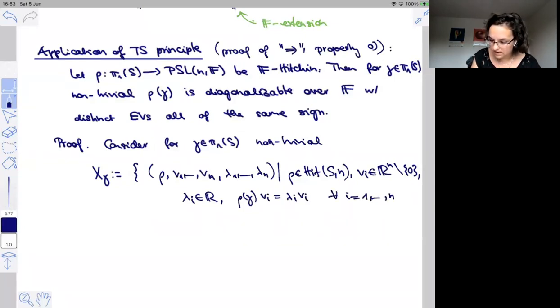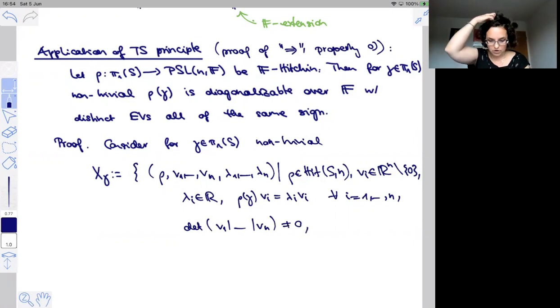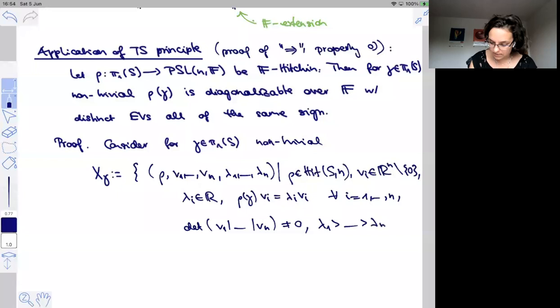I write rho of gamma vi equals lambda i vi for all i from 1 up to n. Then I need to be a bit more careful: I want the vi to actually be a basis, so the determinant of v1 up to vn, if I write them in a matrix, is non-zero. I also want all the eigenvalues to be distinct and of the same sign, so either lambda 1 is bigger than up to lambda n is bigger than 0, or lambda 1 is smaller than up to lambda n is smaller than 0.